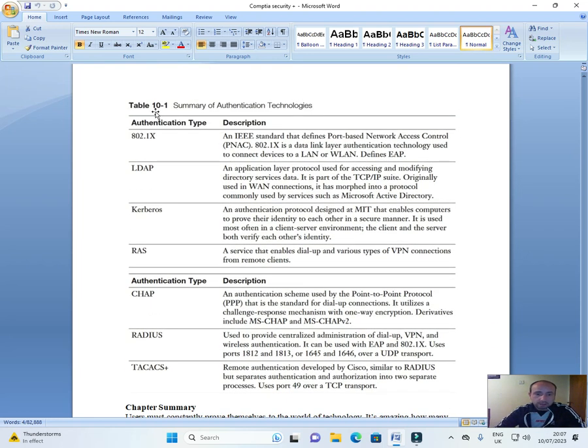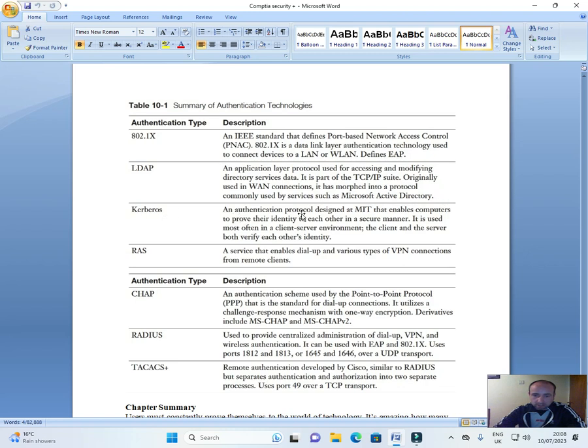So here we go. Table 10.1, Summary of Authentication Technologies. 802.1x, an IEEE standard that defines port-based network access control, PNAC. 802.1x is a data link layer authentication technology used to connect devices to a LAN or WAN. It defines EAP. LDAP, an application layer protocol used for accessing and modifying directory services data. It is part of the TCP/IP suite originally used in WAN connections. It has morphed into a protocol commonly used by services such as Active Directory.